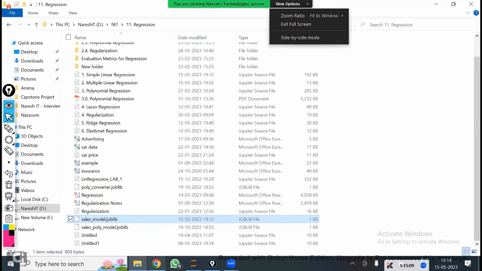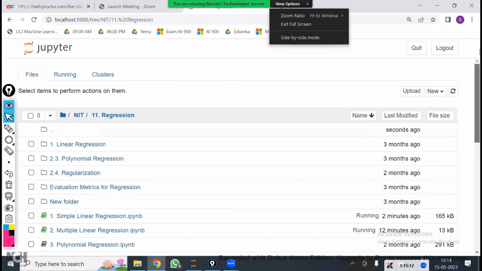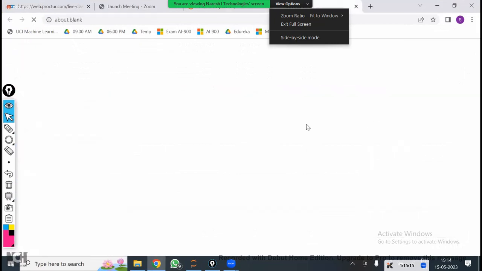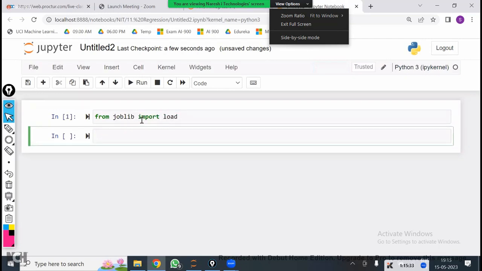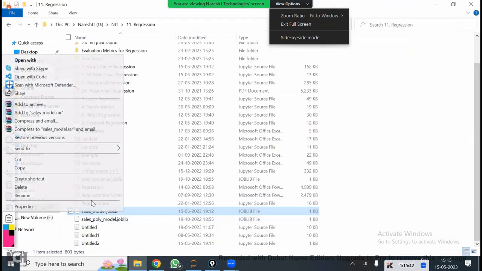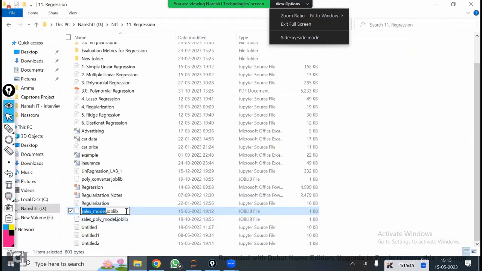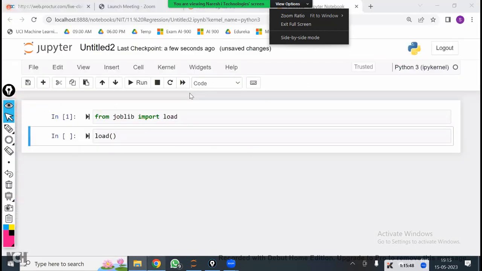Now, what they are going to do is open a new Python file. In this new Python file, I'm going to use from joblib, from joblib I'm going to import the load function. And once I load, whatever model you have shared with me, what is the file you have shared? sales_model.joblib. This file I'm going to load here.